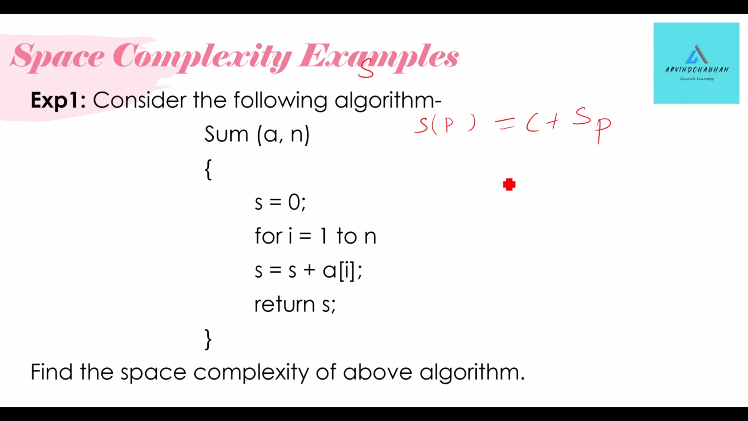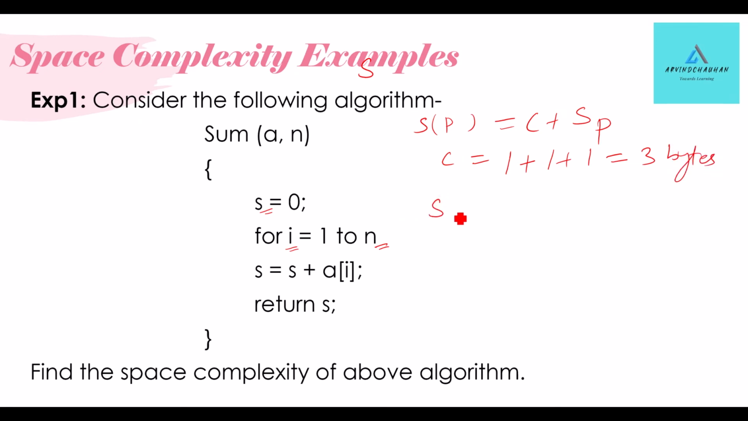Okay, so first we have to find the fixed variables. So S is a fixed variable, I is a fixed variable, right? Obviously it takes values from 1 to n, but the memory for I is fixed, and N is also a fixed variable, right? So total memory will be for S, I, and N. Here I am considering 1 byte for each fixed variable, so 1 byte for S, 1 byte for I, and 1 byte for N. So in total it will be 3 bytes.